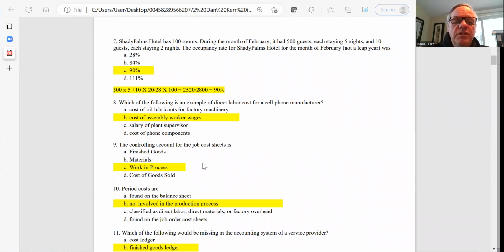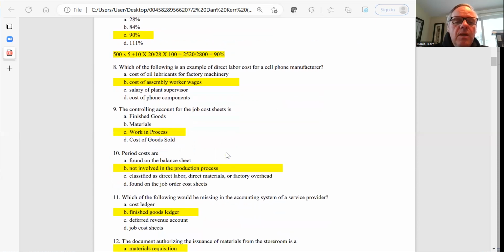This is for job order costing. The control account for job order cost sheets is work in process. We take the total of all the job order sheets at any point in time, and that's equal to your work in process. And they stay there until they're transferred to finished goods.